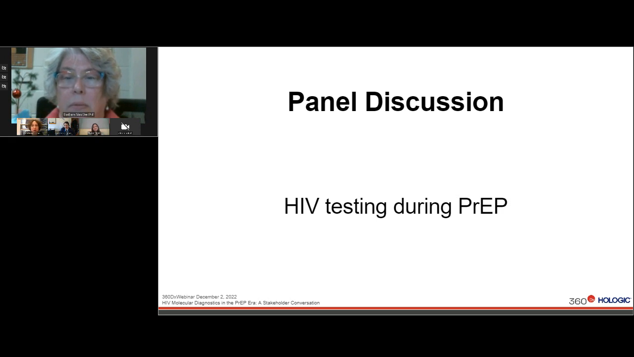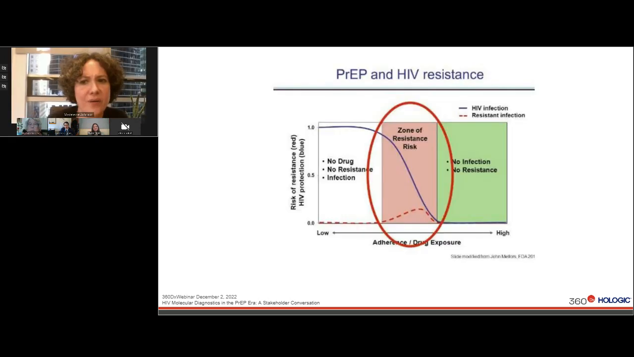Okay, super. And then I know there's some possibility that a patient could develop resistant HIV if they're exposed to a low dose of PrEP and then acquire infection. So I was hoping, Dr. Jerome, could you walk us through this graph showing at what point there is this risk, and what can physicians and laboratorians do about this window?